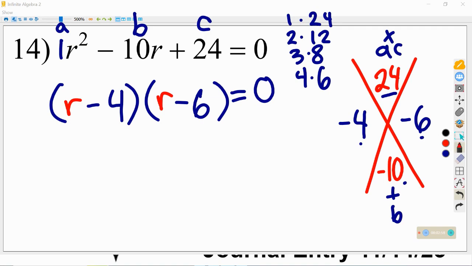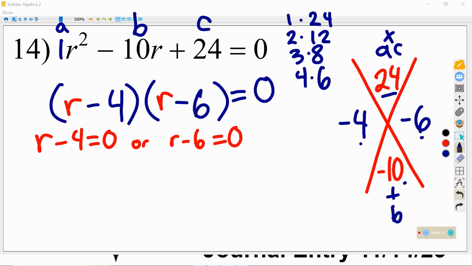Yeah. So in this case, we have only to solve the equation, okay? We did the first step, which is factor it. The next step is going to be to solve both of these and set them both equal to 0. So I would write r minus 4 equals 0. Then we put the word or. r minus 6 equals 0. And now we have to solve these 2 equations.